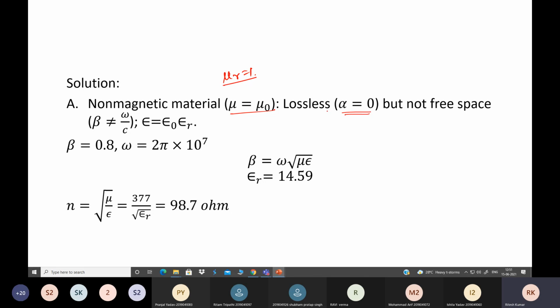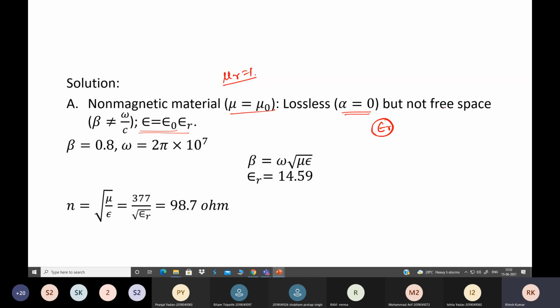But this is not free space. Free space is also lossless, but this is non-magnetic material, and it is not given that it is free space. So, not free space. Whenever we do not have free space, some relative value of permittivity will occur that will be apart from 1. So we take the general value of permittivity, that is epsilon naught into epsilon r.